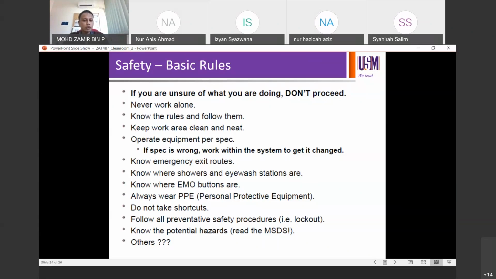Okay. Know where EMO buttons are. What is this EMO button? Do you know what is EMO? Ever heard of the EMO button? Anyone? It's emergency off button. Okay. Why is it important? Emergency off is on the equipment. If you press EMO, the equipment will stop working instantly. So if there is a robotic arm running, it will just stop. There's no current supply, current off, right?